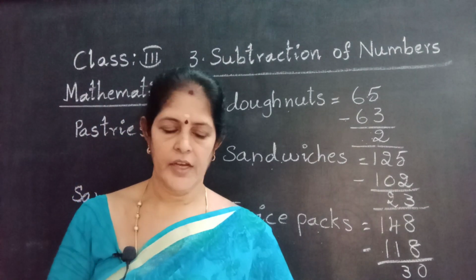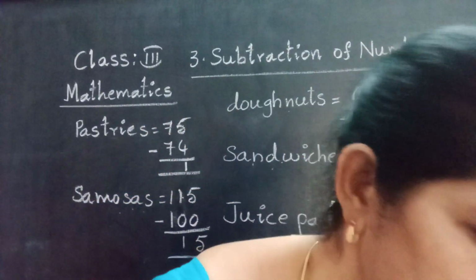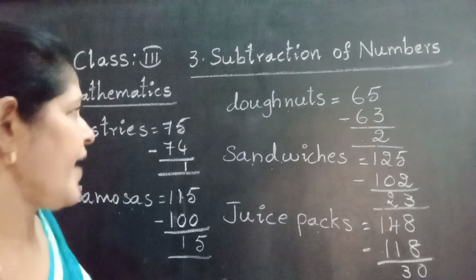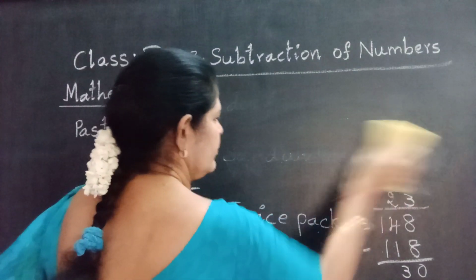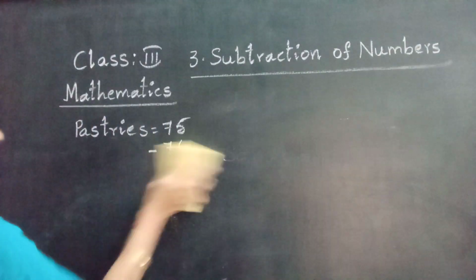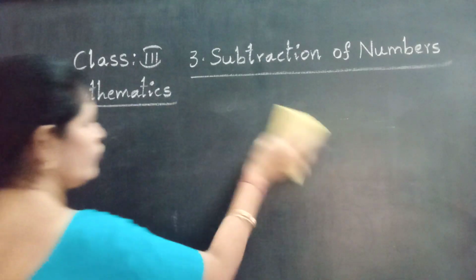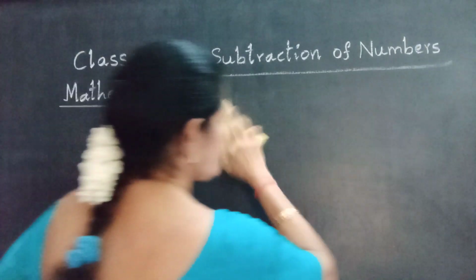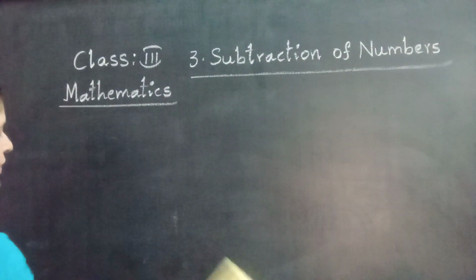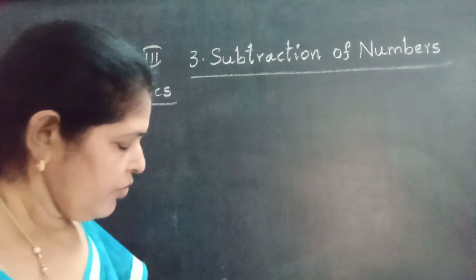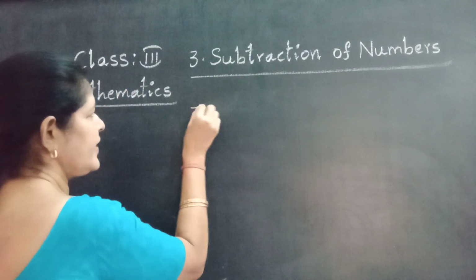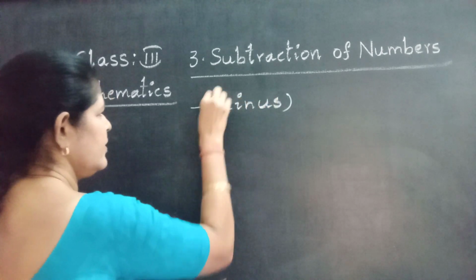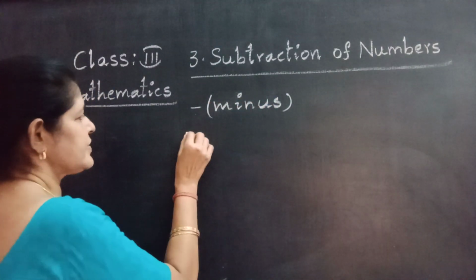Okay, now we are going to the concept. What is the name of the chapter? Yes, subtraction. Here we find out the left items. We get the left items by taking away a small number from the big number. That is called subtraction. Minus is the symbol for subtraction. M-I-N-U-S.